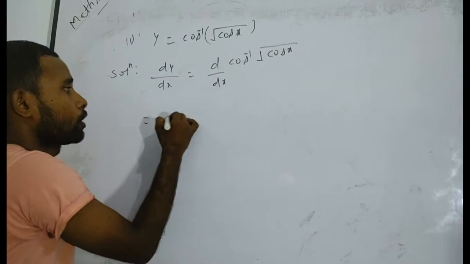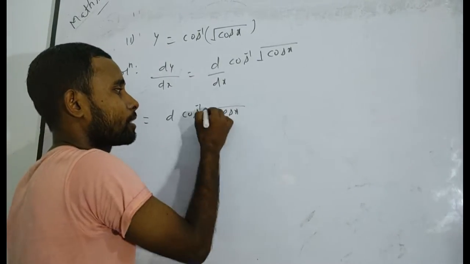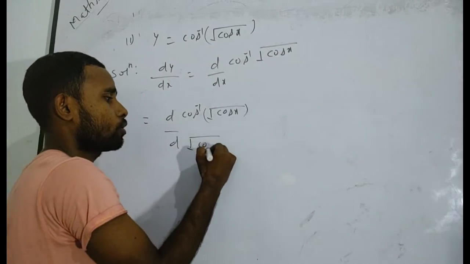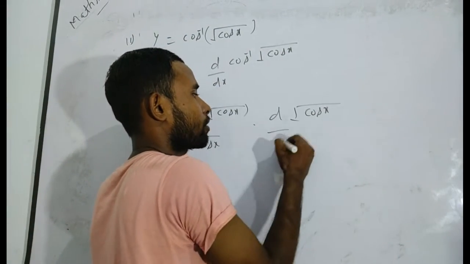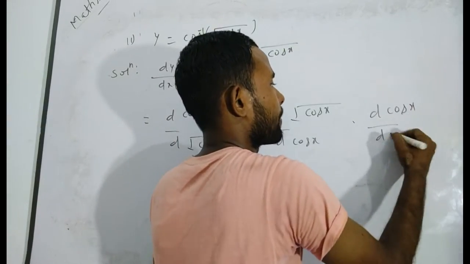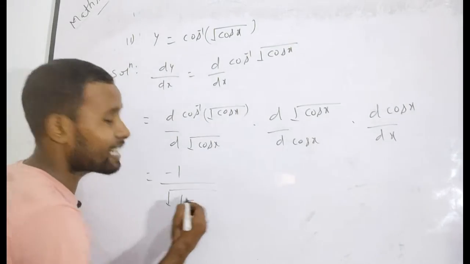First of all, you have to differentiate cos inverse. In place of x, there is this term. Suppose this is p. Differentiate with respect to p. Again you have to differentiate this term with respect to cos x, and again differentiate cos x with respect to x. You will get minus 1 upon root under 1 minus x square.